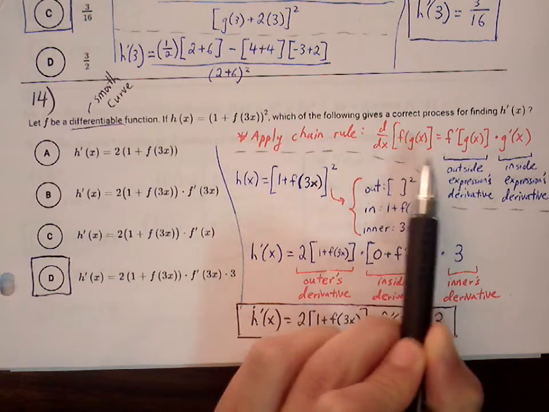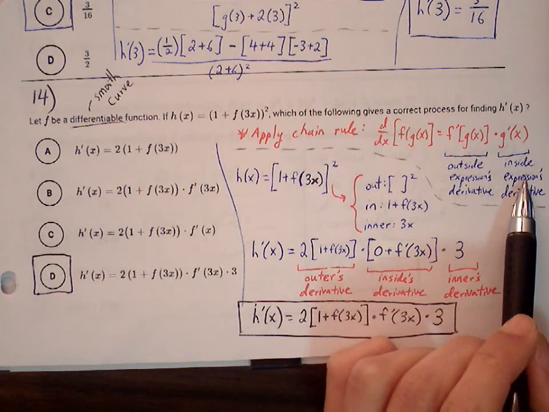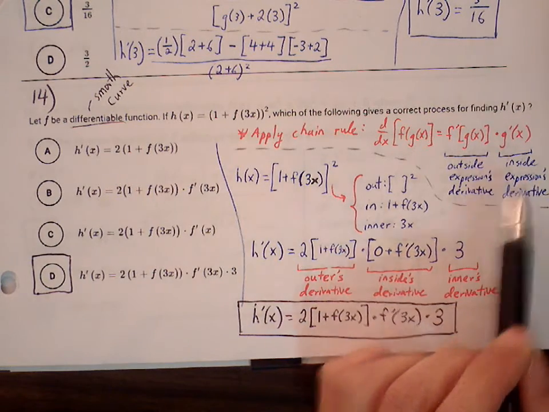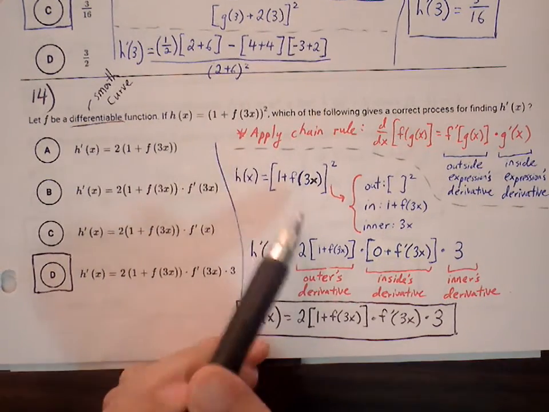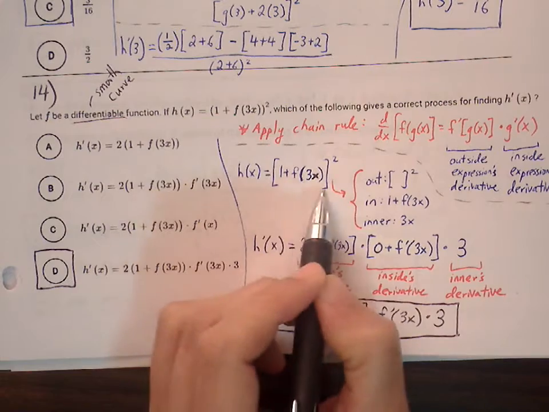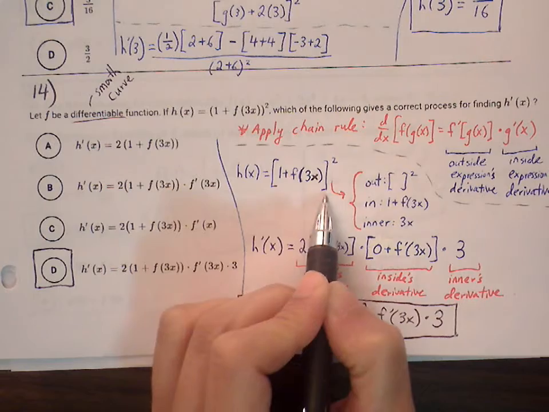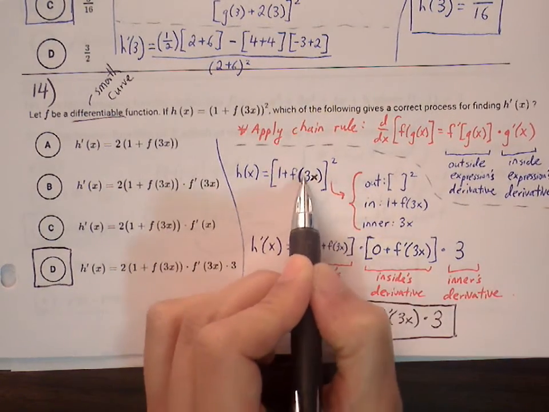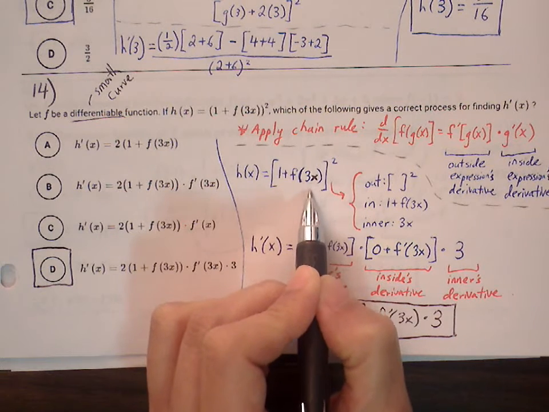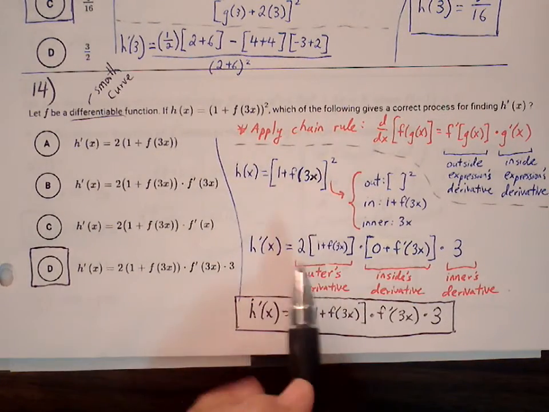The derivative of f of g of x is the outside's derivative, the f prime of g of x, times the inside's derivative, g prime. But if you look, there's actually 3 different layers within this h of x function. You got the bracket, what's in the bracket squared, that's the outermost function. You have the 1 plus f of 3x, that's the inside function. And then the innermost function is what we see inside the f, which is that 3x. So we basically have to now take turns with each of these 3 derivatives, one at a time.